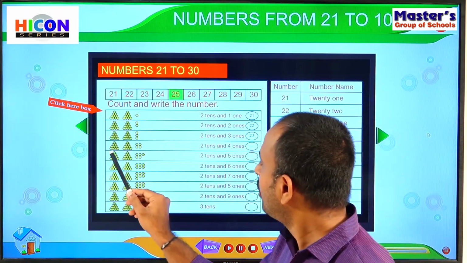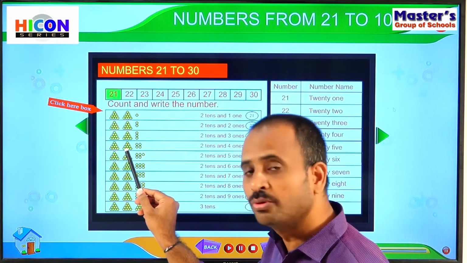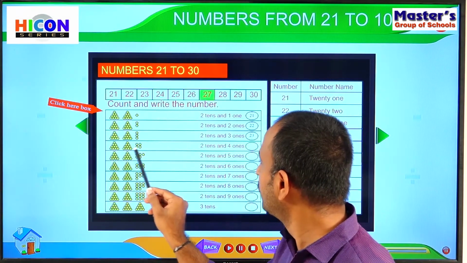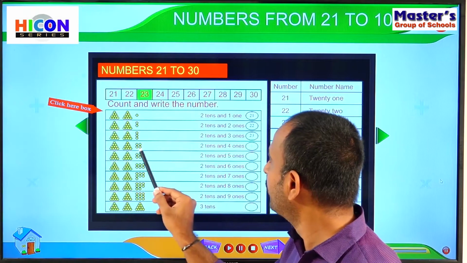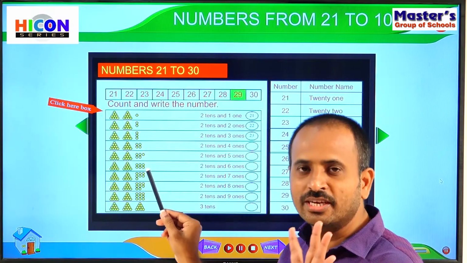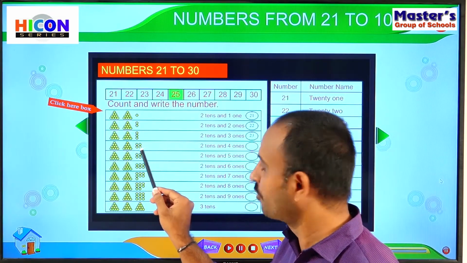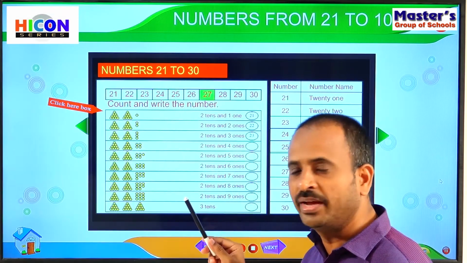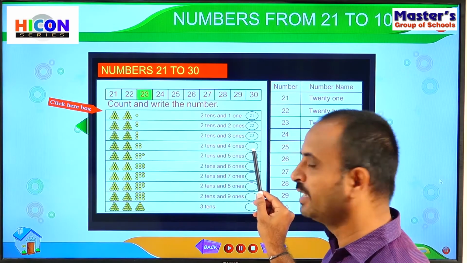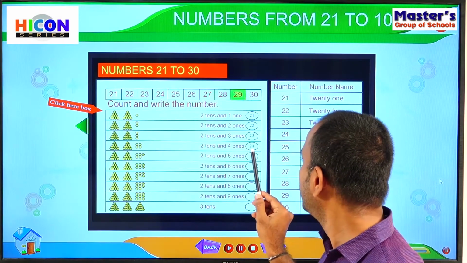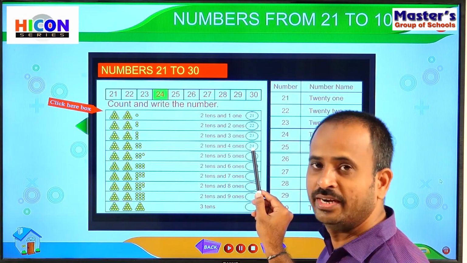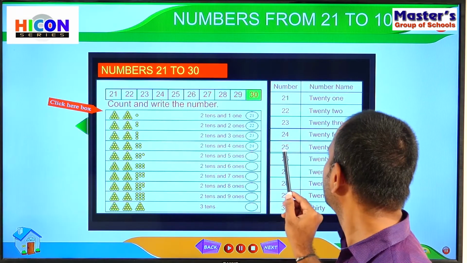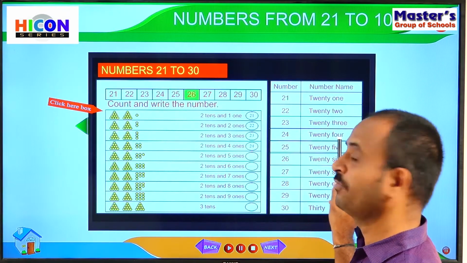Next is the next one. How many tens are there? There are 2 groups. That means there are 2 tens. And how many single balls are there? 4 single balls are there. That means 4 ones. 2 tens and 4 ones together make how much number? 24. Write 24 here. And this number can be read as 24. So, children, see here, 24.